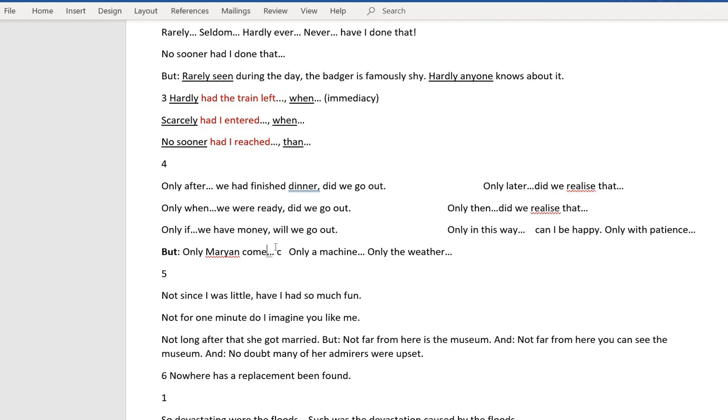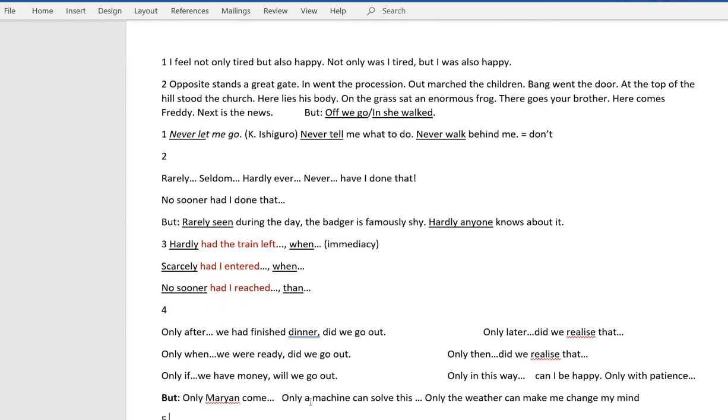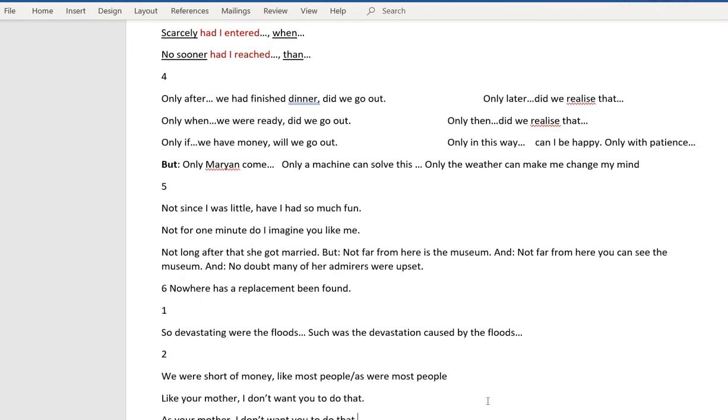Marianne, okay. Only a machine can solve this. Only the weather can make me, right? So only is actually, as we showed here earlier, never with let and rarely with seen. Only here is modifying Marianne, a machine, and the weather, right? Not the rest of the sentence. So there's no inversion, right?